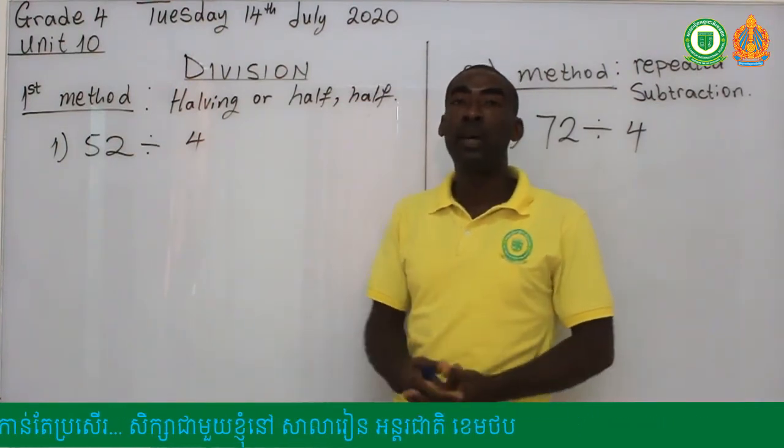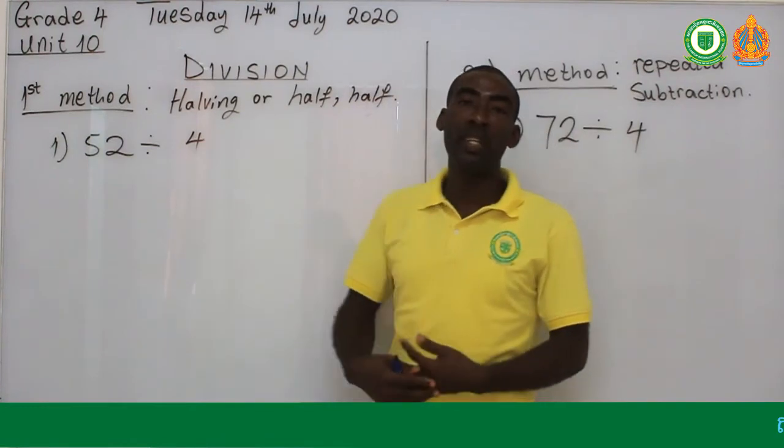So let's see how our half-half system will work for 52 divided by 4.